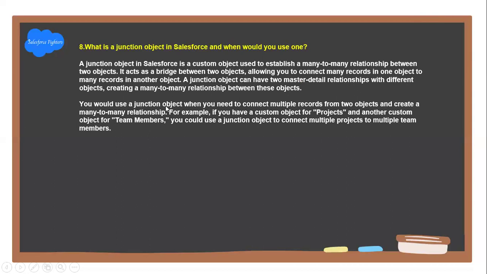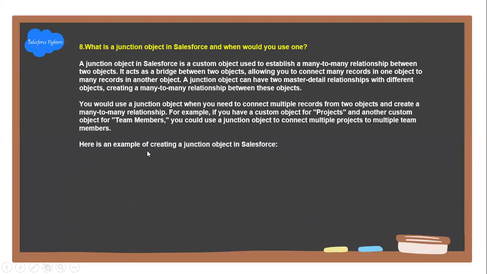You would use a junction object when you need to connect multiple records from two objects and create a many-to-many relationship. For example, if you have a custom object for projects and another custom object for team members, you could use a junction object to connect multiple projects to multiple team members.